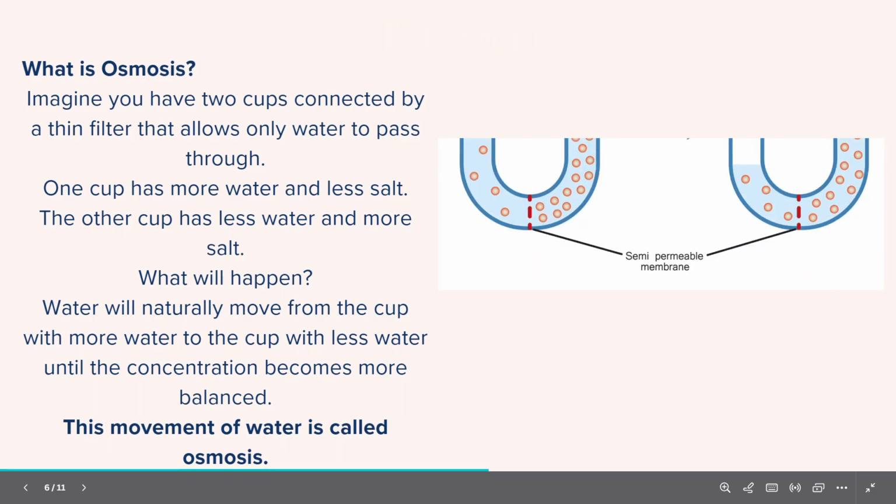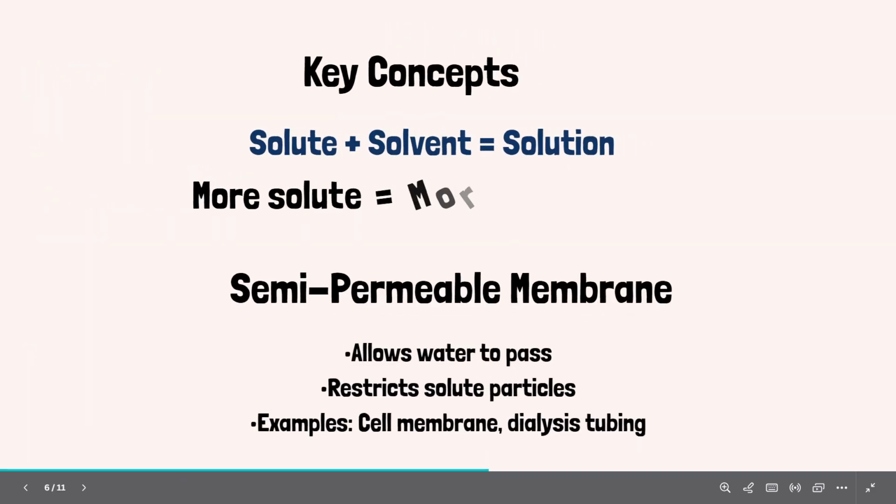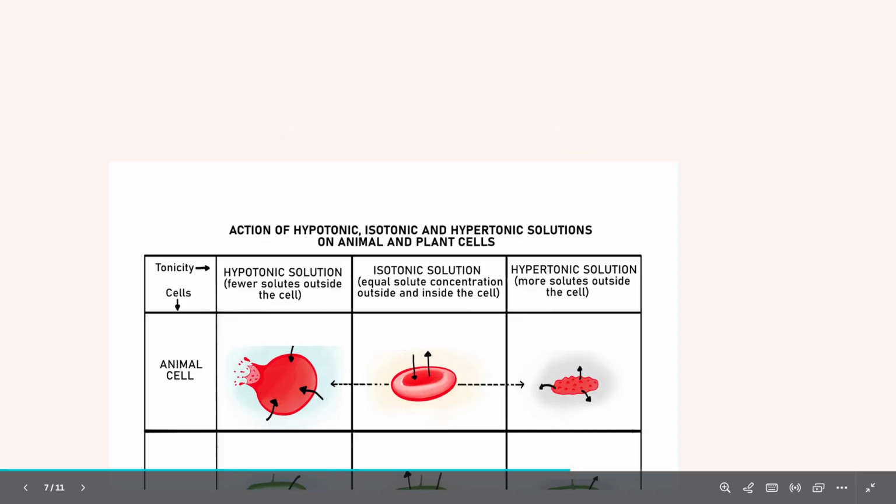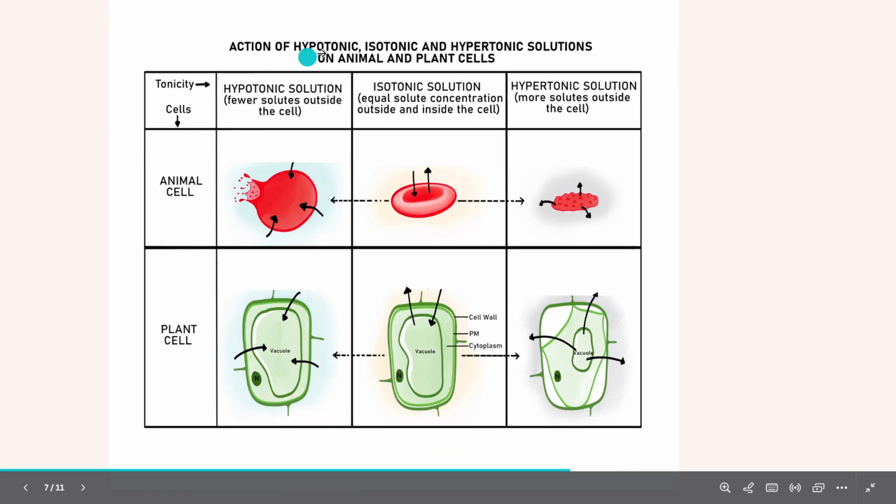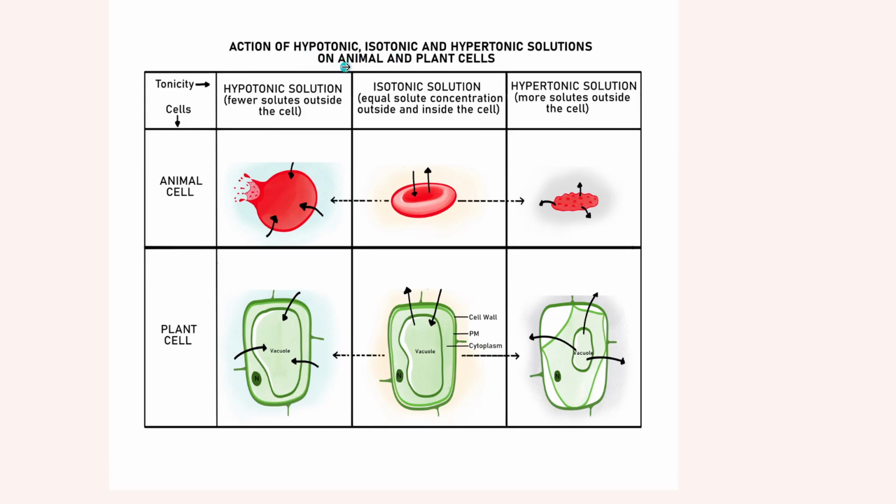Then we got the definition of osmosis. Now we'll see, based on osmosis, we have three types of solutions: hypotonic solution, isotonic solution, and hypertonic solution. So we'll see what is a hypotonic solution. If a solution has few solute particles, a solution with less solute particles is referred to as hypotonic solution.